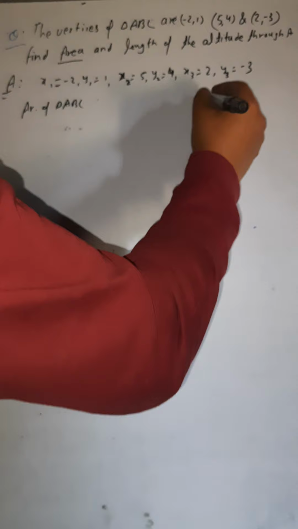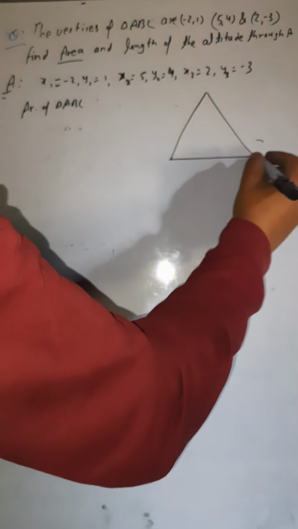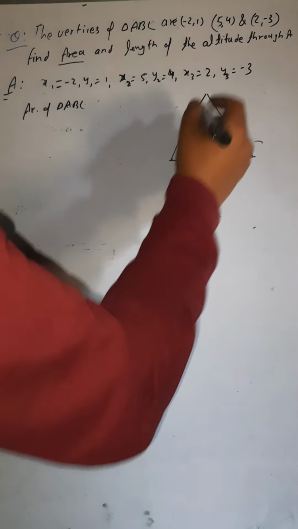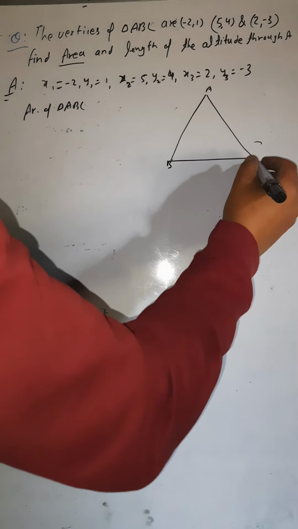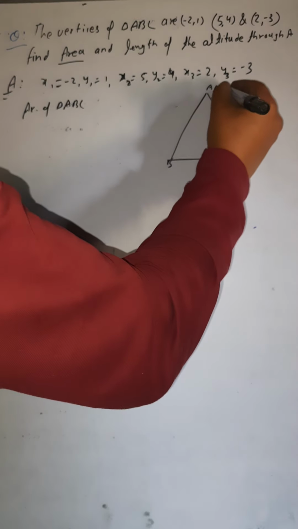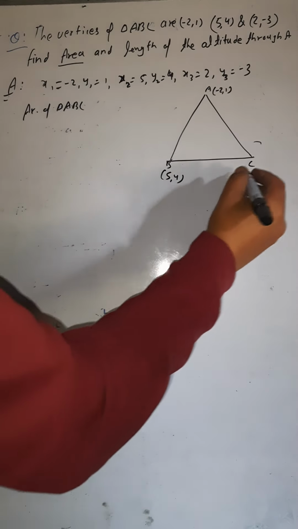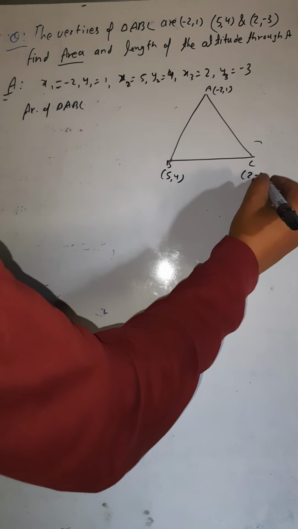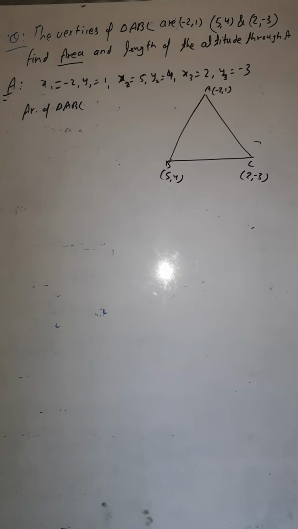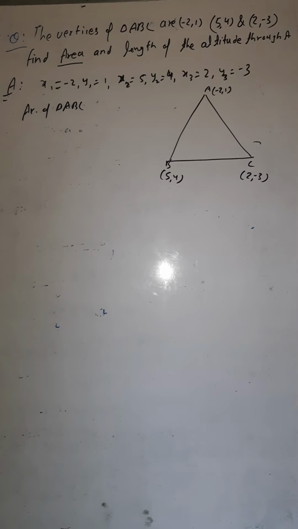Okay, let me make the triangle also here. Let's say it is the triangle. This is A, this is B, and this one is C. So the vertices of A have been given as -2, 1. These are the vertices of B, and these are the vertices of C. So the coordinates of the different points A, B, C have been given to you. With the help of these you have to find out the area of the given triangle, that is ABC.